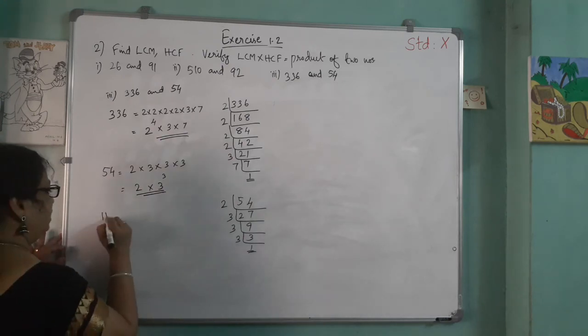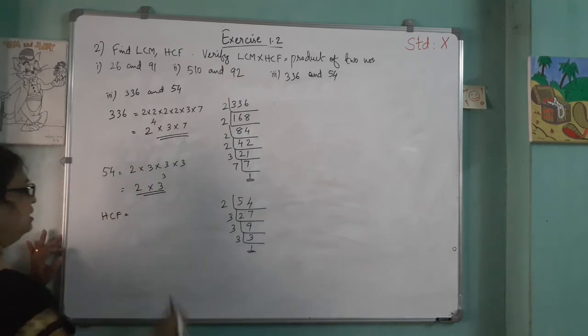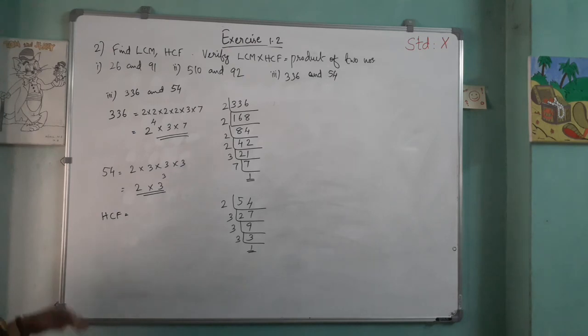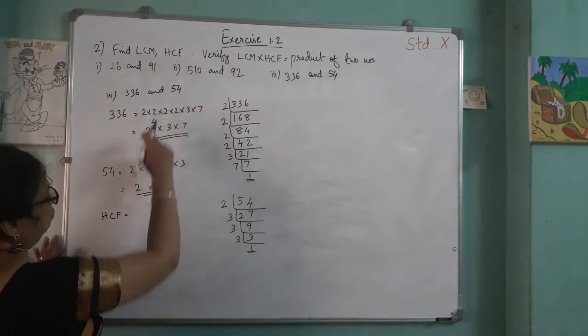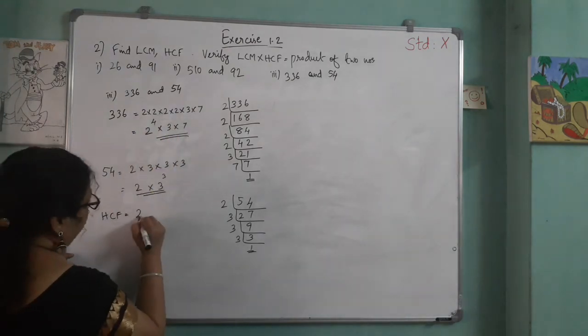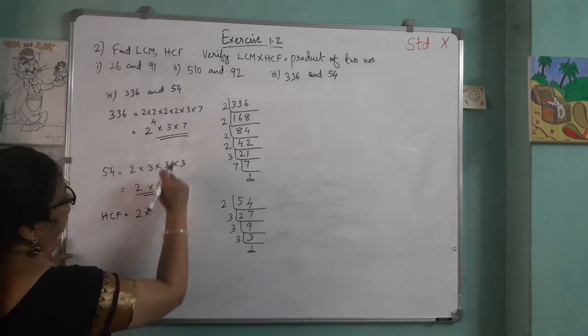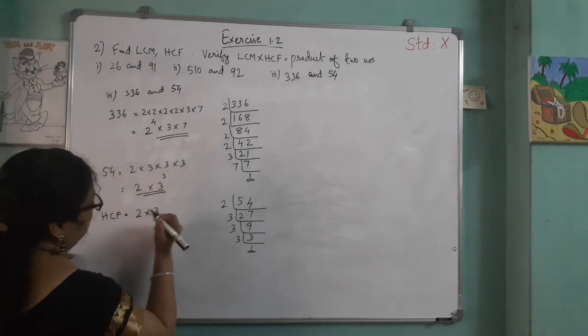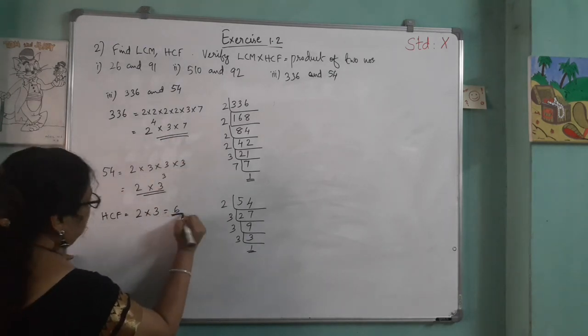Now we can write HCF. HCF is the smallest power of each common factor. 2 raised to 4, here 2. So only 2 we write. Here 3, here 3 cube. So smallest power is 3. So 2 into 3 is 6.